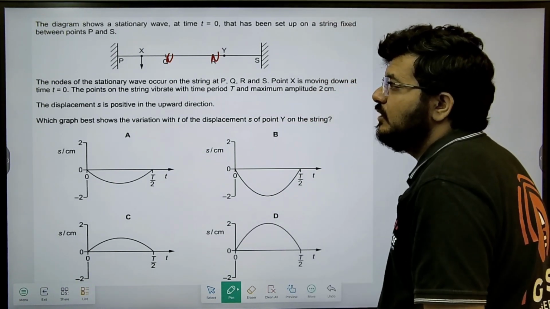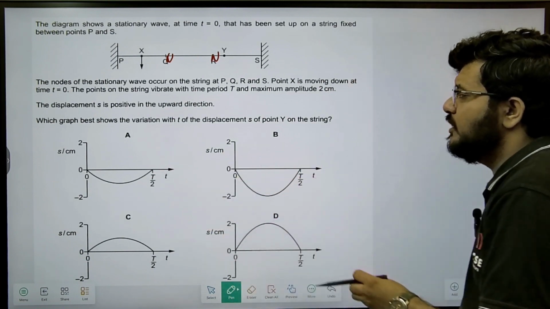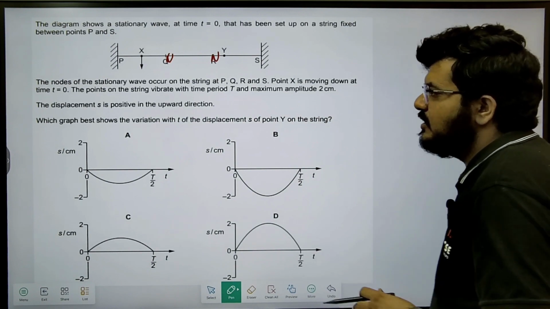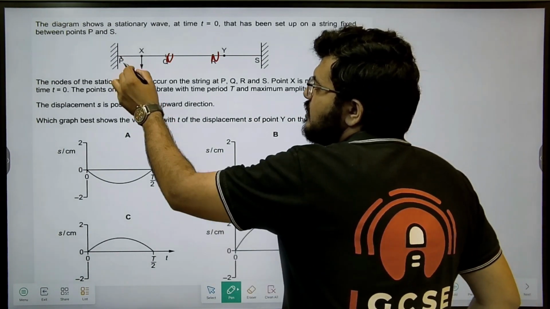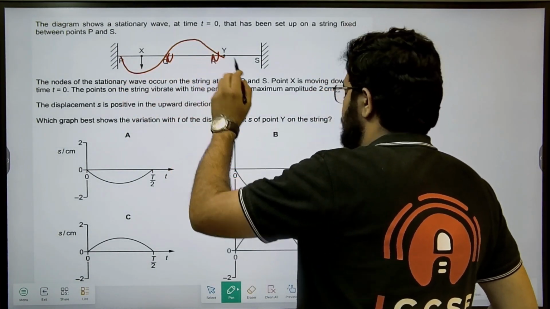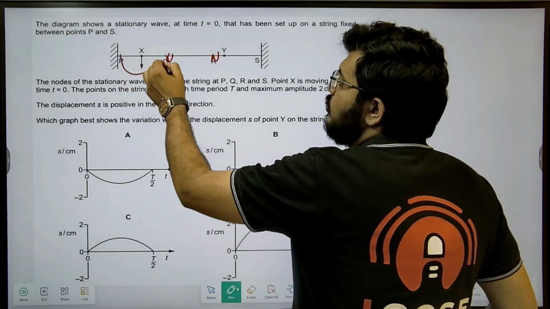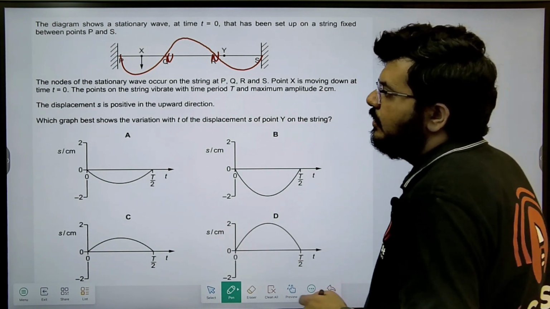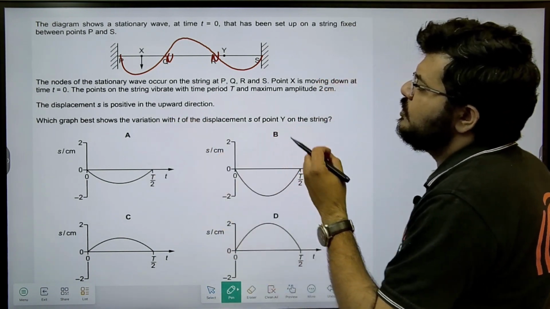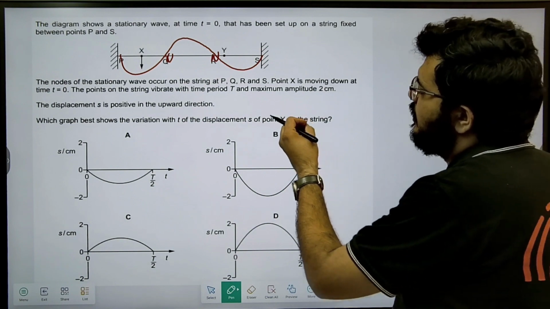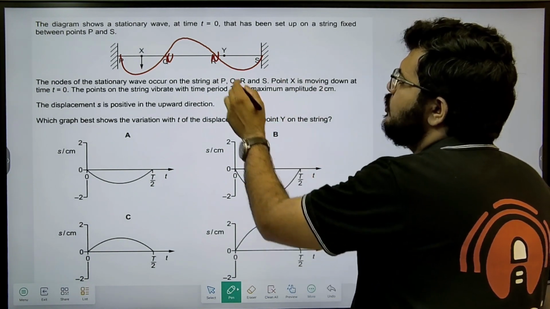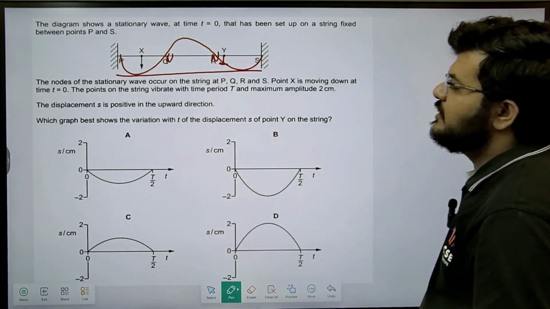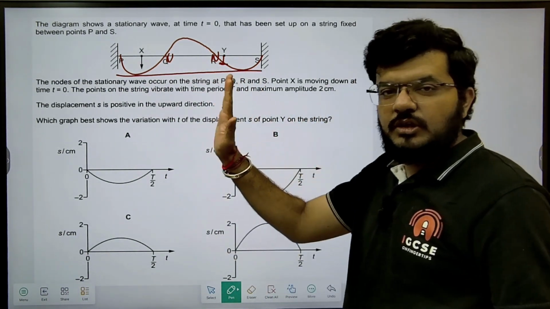Point X is moving down at time t equal to 0. The points on the string vibrate with a period T and maximum amplitude 2. The displacement S is positive in the upward direction. So this is having negative, this will have positive. Which graph best shows the variation with t of displacement S of point Y? It should be negative, but it will not be as much as point X because it is very near to the node compared to X.